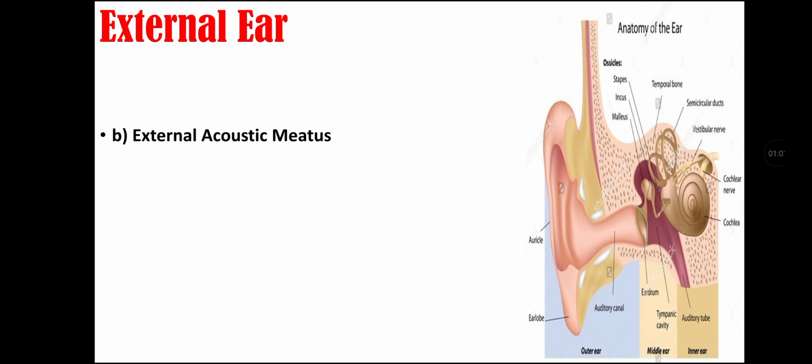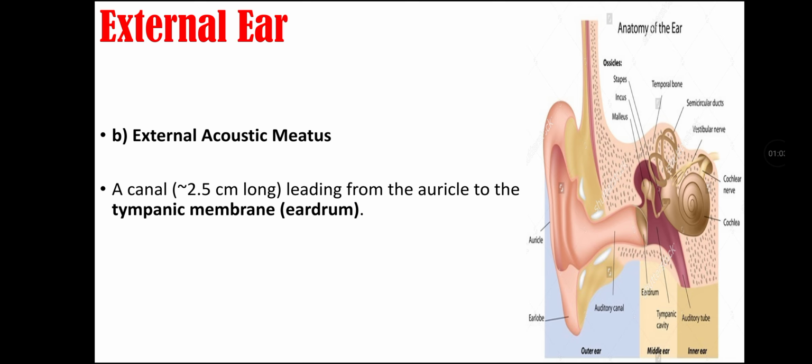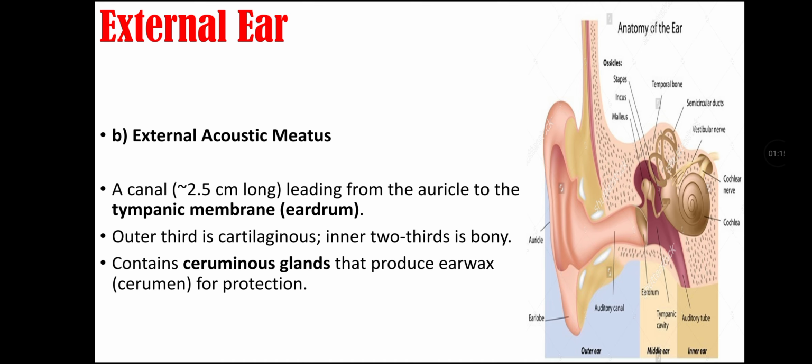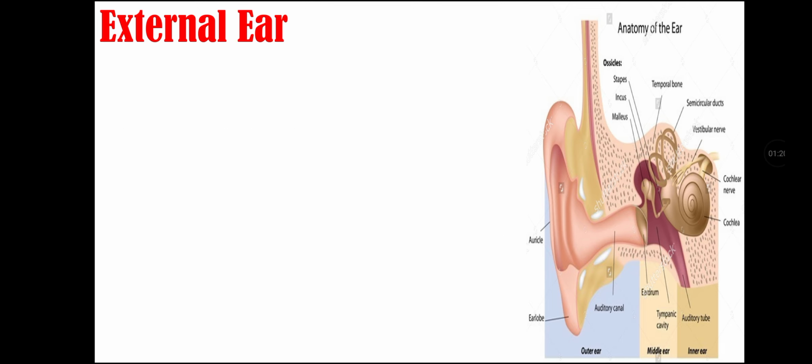Second part of external ear is external acoustic meatus, that is canal of 2.5 cm long that lead from the auricle to the tympanic membrane that is also called as eardrum. Its outer third is cartilaginous and inner two-thirds is bony part. It contains ceruminous gland that produce earwax for protection.